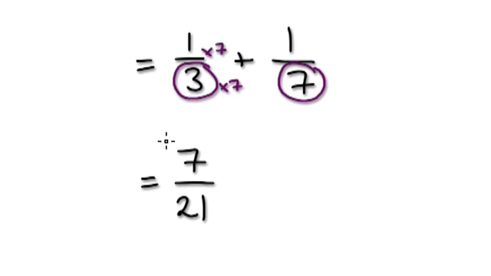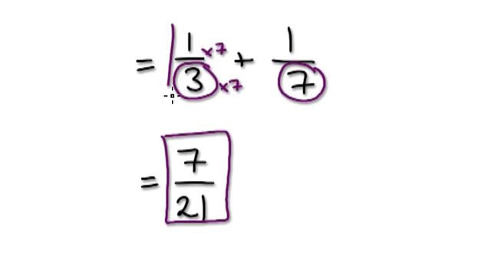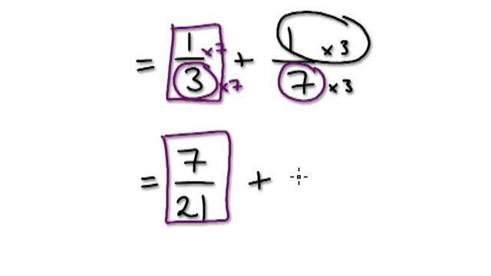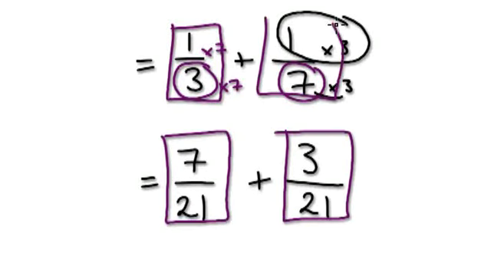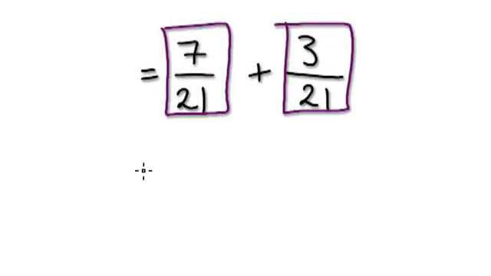So what I'm saying is 7 over 21 is the same as a third, but just written differently. Okay, and then over this side, I'm going to times top and bottom here by 3. Okay, so 1 times 3 here is 3, and then 7 times 3 here is 21. What I'm saying is that this fraction here is the same as 1/7, but just written differently. Okay, so now add the two together.